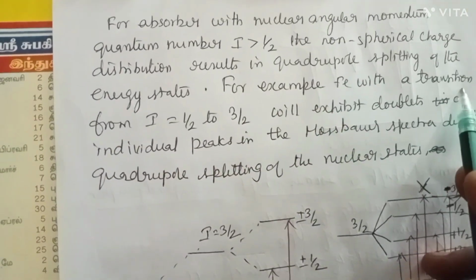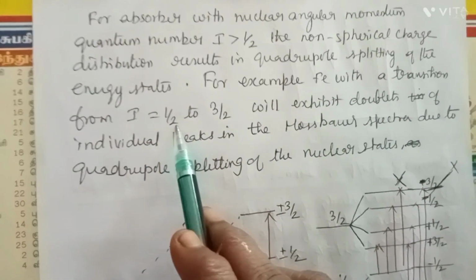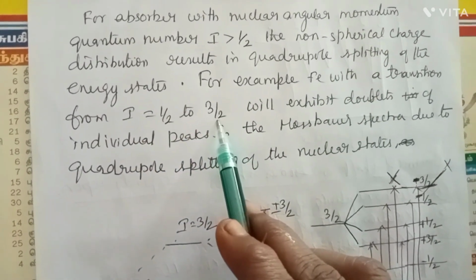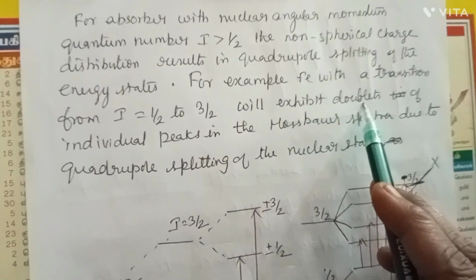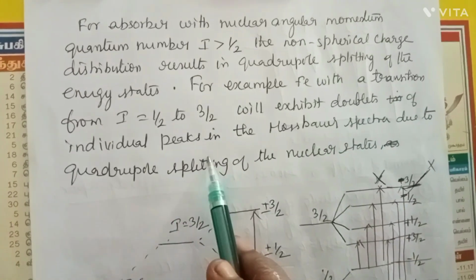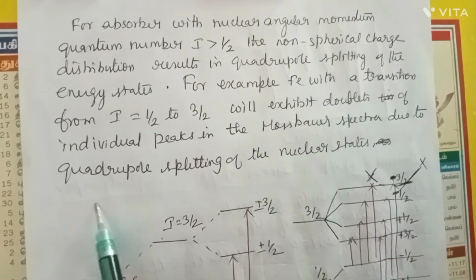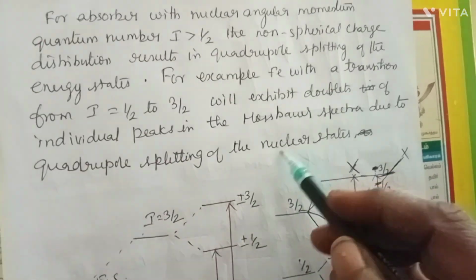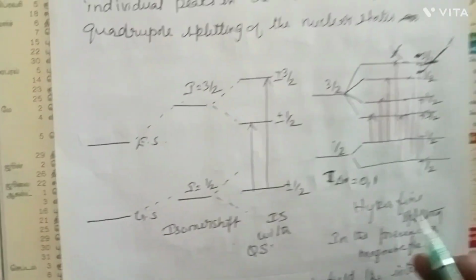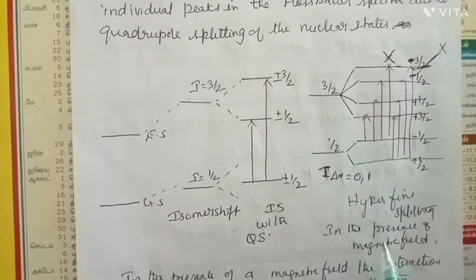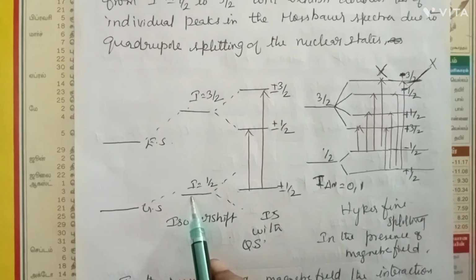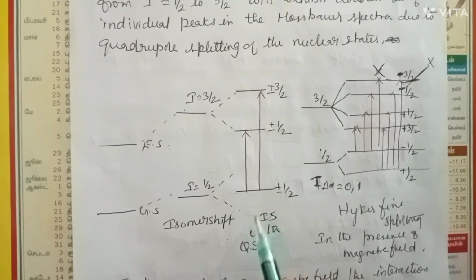quantum number I greater than 1/2, the non-spherical charge distribution results in quadrupole splitting of the energy states. For example, an ion with a transition from I equal to 1/2 to 3/2 will exhibit a doublet of individual peaks in the Mossbauer spectra due to quadrupole splitting of the nuclear state.